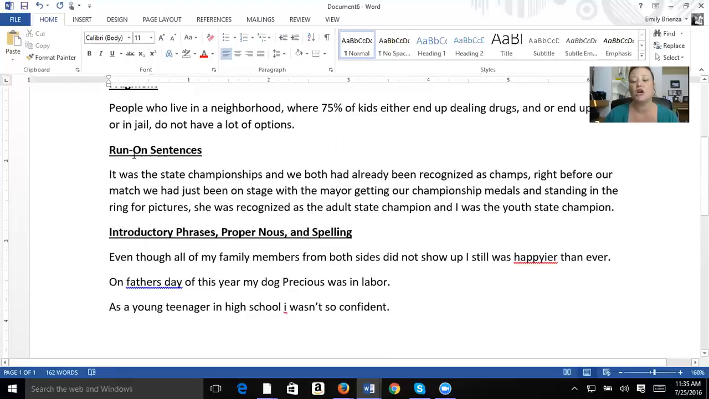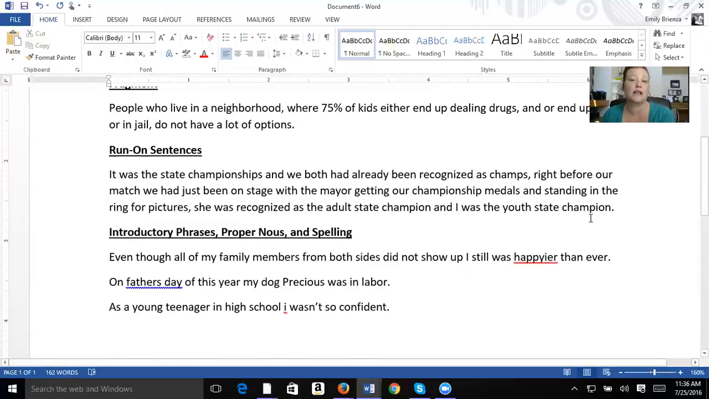Now, on the other hand, we have run-on sentences. And basically all that means is you have a subject and a verb, but you don't have enough punctuation. So it goes on, and we can't take a breath because a punctuation mark gives us a breath. And it doesn't have to be a long sentence. It just has a sentence that's missing punctuation. So it was the state championships, and we both had already been recognized as champs. Right before our match, we had just been on stage with the mayor getting our championship medals and standing in the ring for pictures. She was recognized as the adult state champion, and I was the youth state champion.